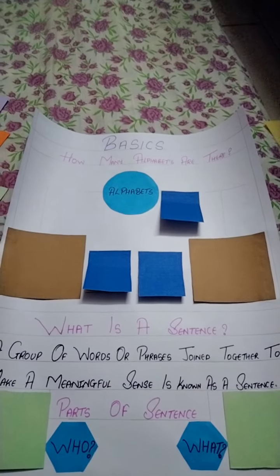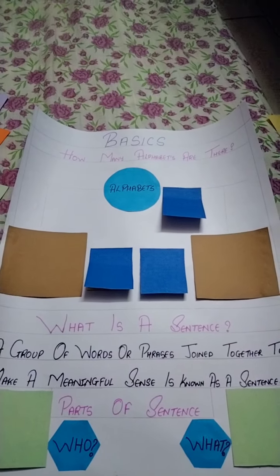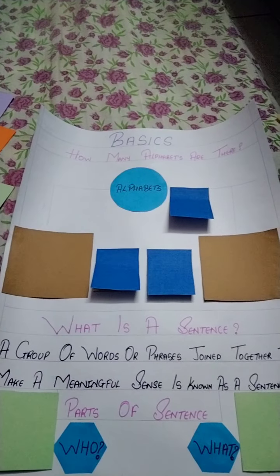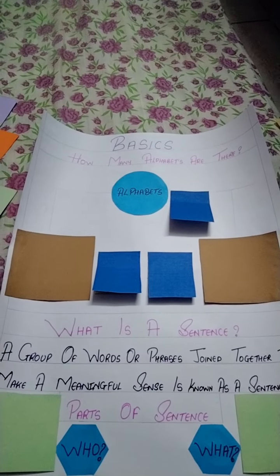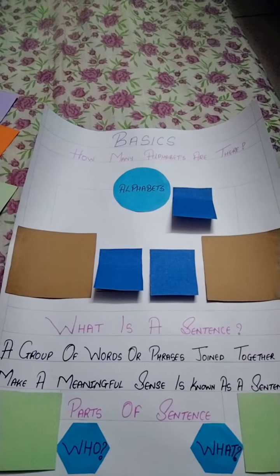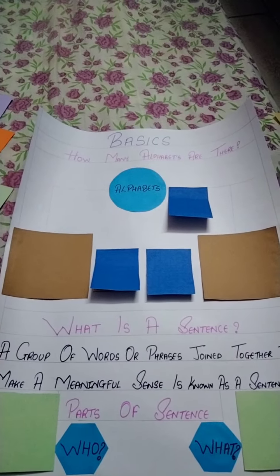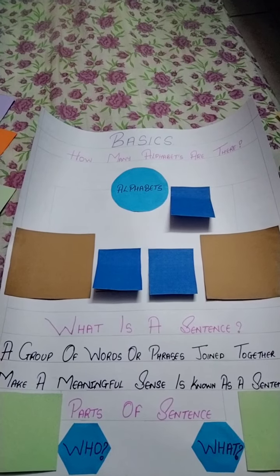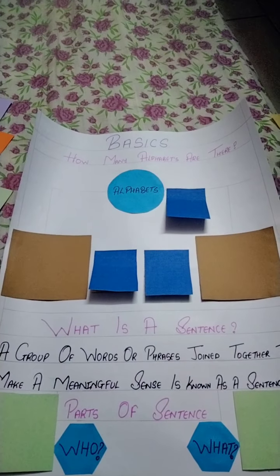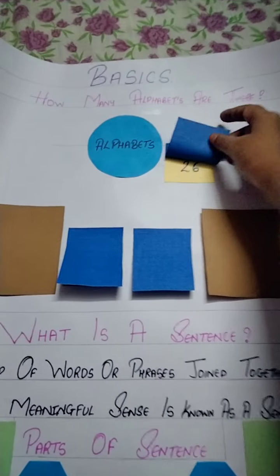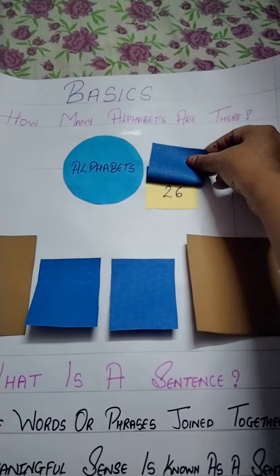Very good. So, children, today we will learn basics of grammar. Okay. Now can you see in the chart I have written a question asking you how many alphabets are there? So, how many alphabets are there, children? Very good. Everyone is replying together. So the answer is there are 26 alphabets.